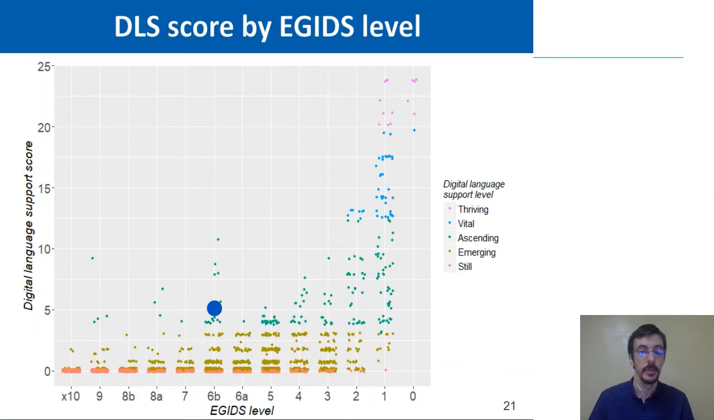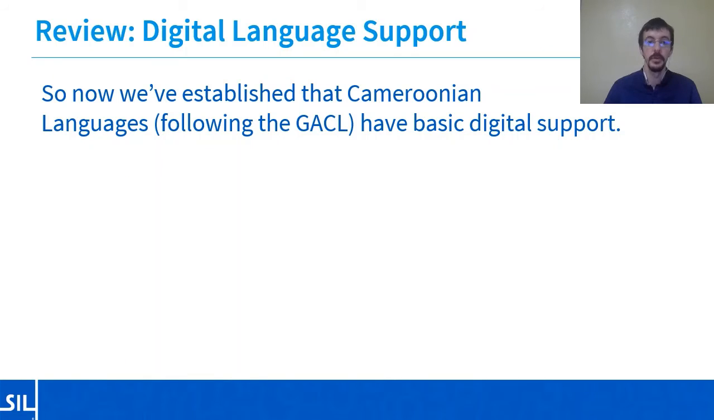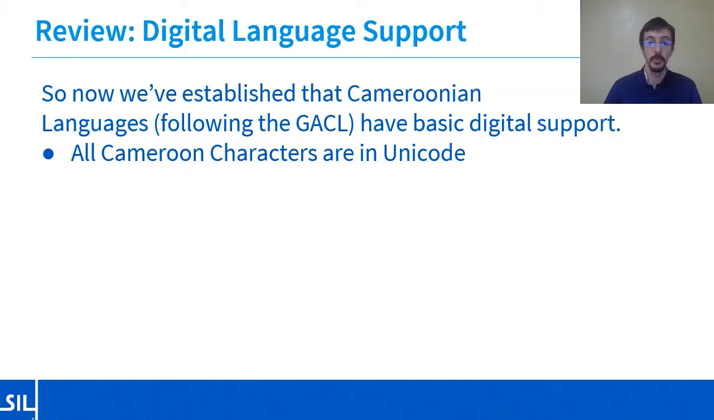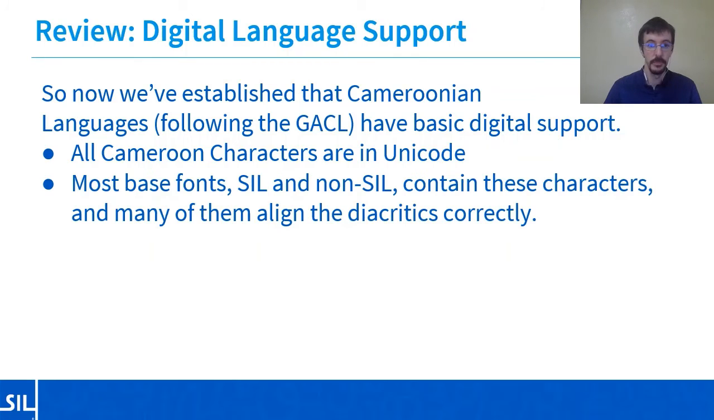That means that BASA has a digital score of 5, which rates as ascending on this scale, and you can see the blue dot again represents the language. So now we've established that Cameroonian languages following the general alphabet have basic digital support. All Cameroon characters are already in Unicode. Most base fonts, SIL fonts and non-SIL fonts contain these characters, and many of them will place the diacritics correctly.